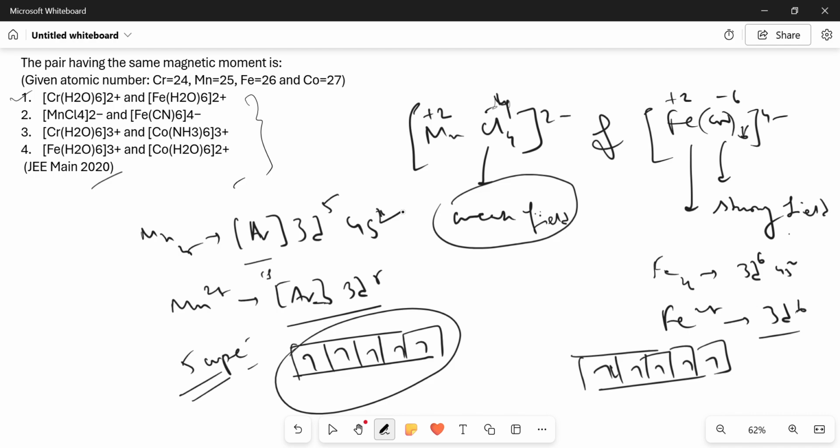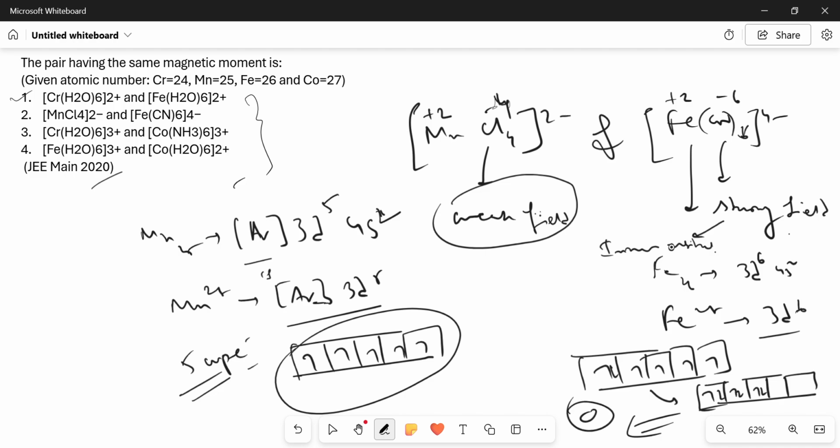But in the case of the iron cyanide complex, since it is a strong field ligand, it will form an inner orbital complex. Inner orbital complex means the d electrons will be pairing out. So there is zero unpaired electron. You get it. So this option is not correct, that is confirmed.